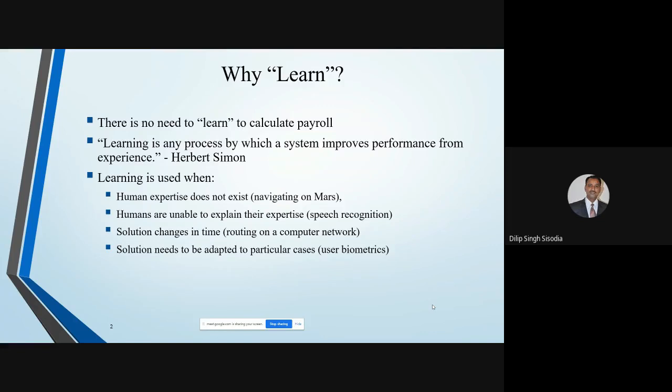And what is learning? Learning is any process by which a system improves performance from experience. For any system, this learning may be applicable. It may be applicable to us also, and to a computer also. But how to learn? For that, we need some experience. Over the period of time, knowingly or unknowingly, we gain experience. We encounter different situations, gain some experience and learn.